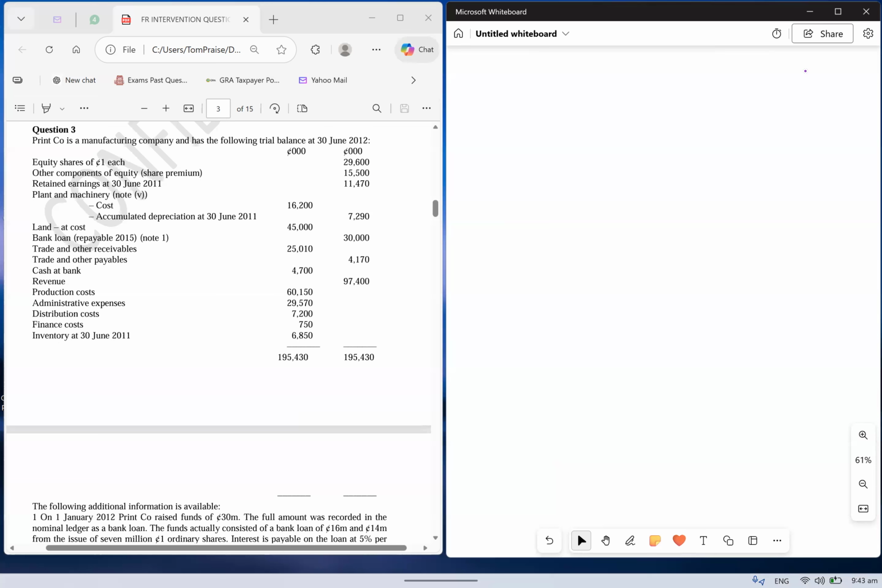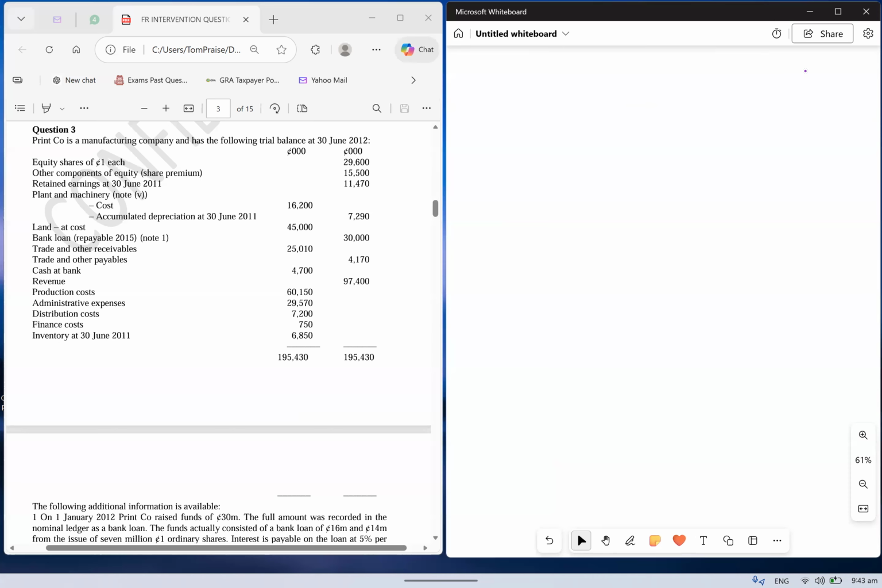So in this type of questions, as we saw, we've read before, what you do is to go through it and do your P&L structure down, and also do your balance sheet structure down. So Printco is a manufacturing company that has a trial balance you see.